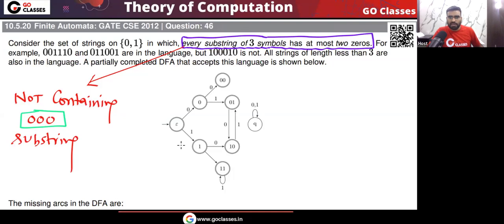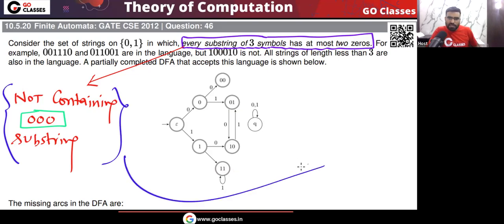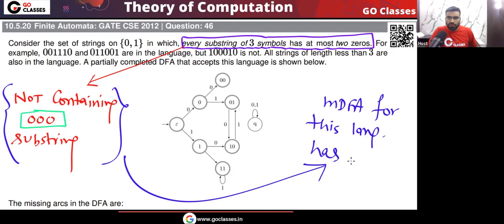Let me tell you one more beautiful thing. For this language, the minimal DFA will have how many states? Can anyone tell me? Your language is not containing triple zero substring. If you notice, the minimal DFA for this language has how many states? There will be a total of 4 states.